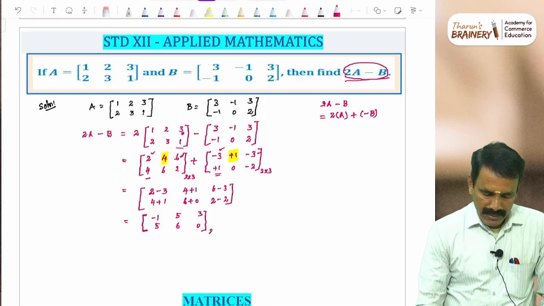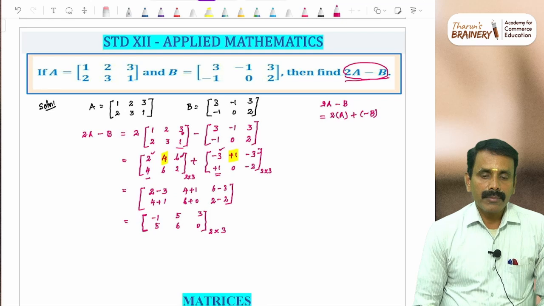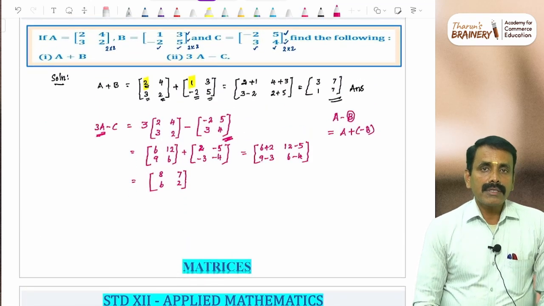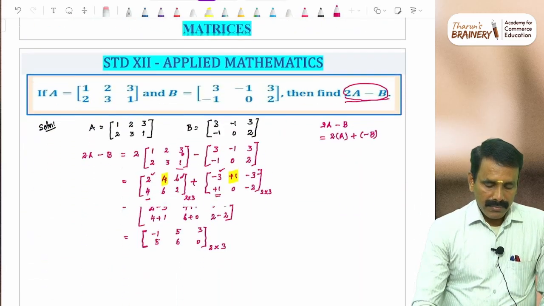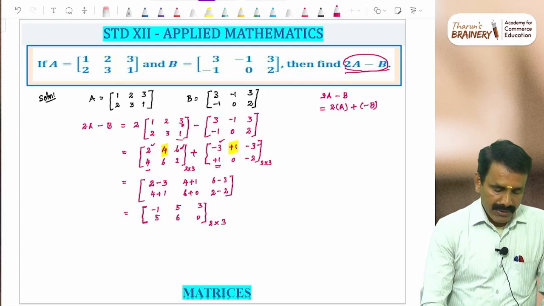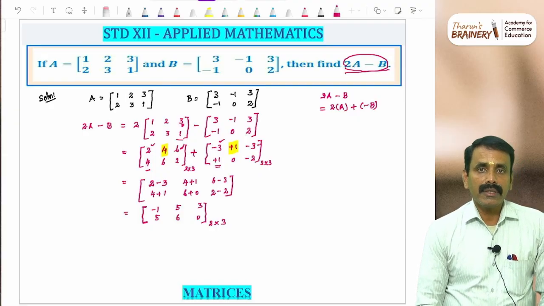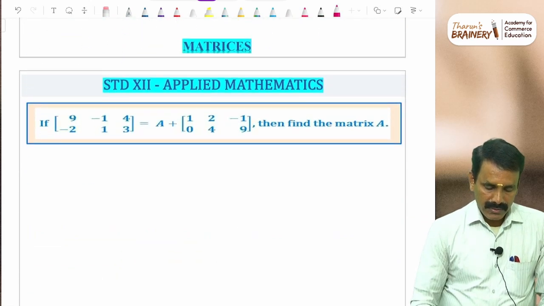So, the order of the matrix is again 2 by 3. You can see from the previous problem and this problem, the order of the resultant matrix is also the same as the order of the matrices we add or subtract. Okay. So, in the question it is given a 2 by 3 matrix, here also a 2 by 3 matrix, we add, the resultant matrix is also of the same order 2 by 3. The order of the matrix is not going to change. Okay. Let us move on to next question.